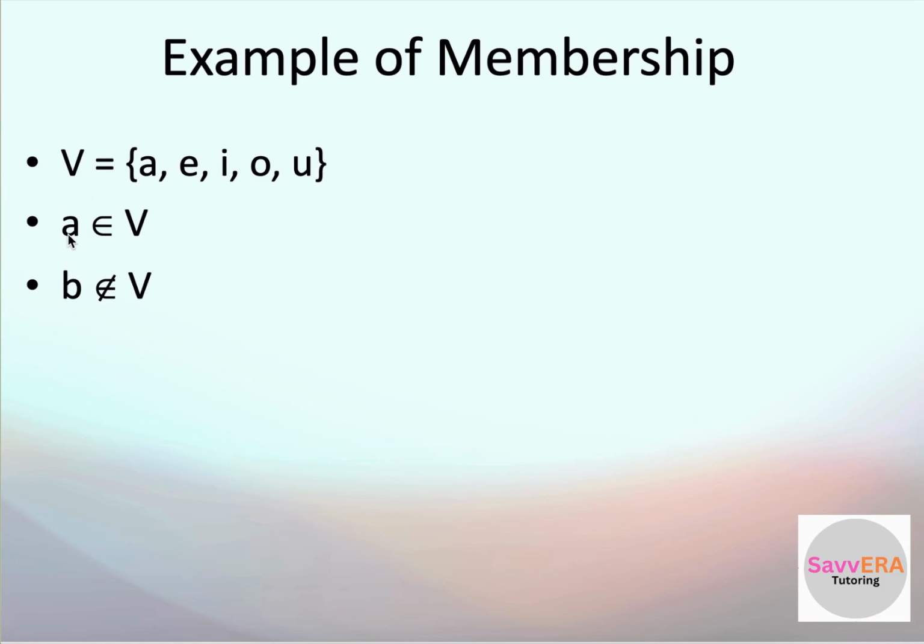Then we have a, which is an element. So elements are these right here that are in the braces. So here a belongs to V, which is true because a is in the set V. b, the letter b, is not part of this set. So therefore we say b does not belong to V. Okay.